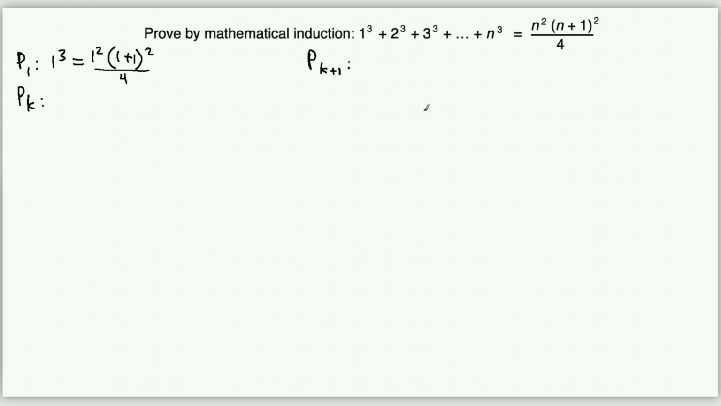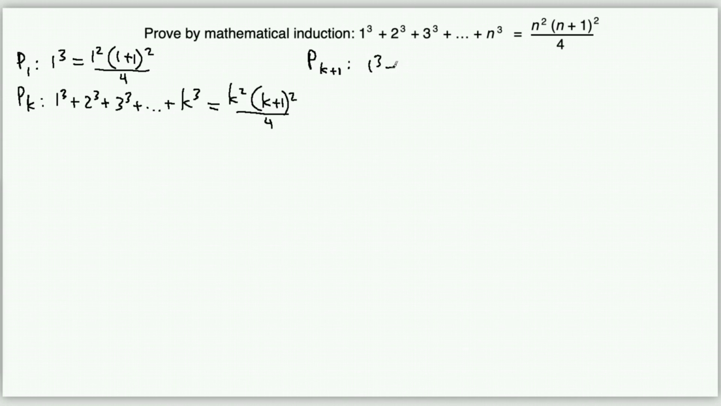Pk's statement basically copies this down, except it substitutes the n with k. So 1 to the third plus 2 to the third plus 3 to the third until we get to k to the third, not n, we substitute it with k, is equal to k squared times k plus 1 squared divided by 4.